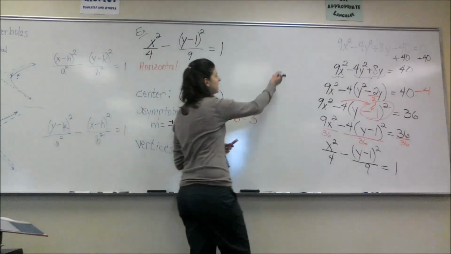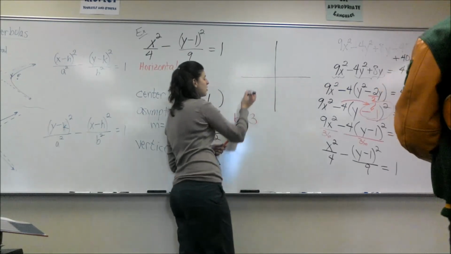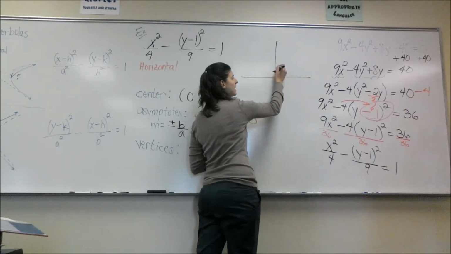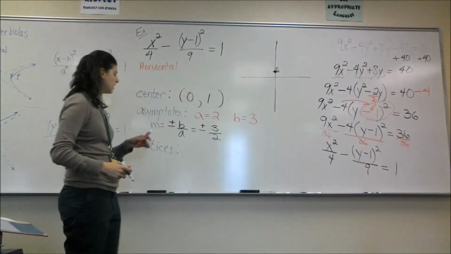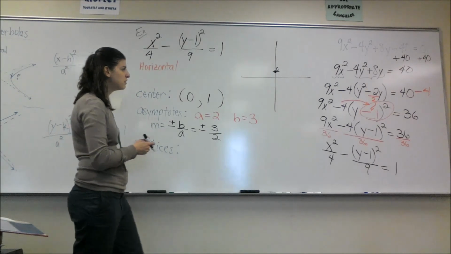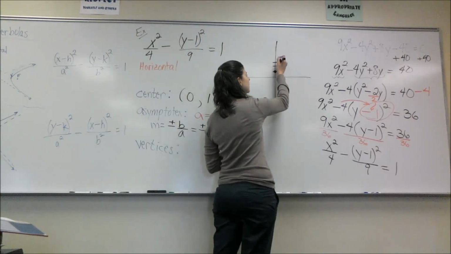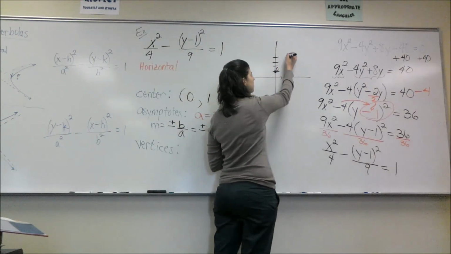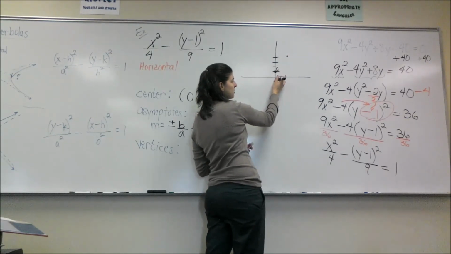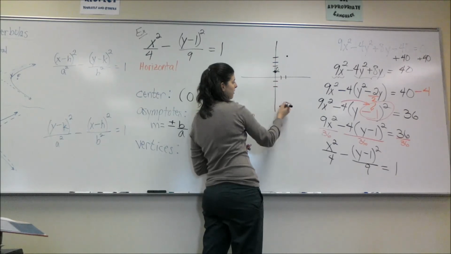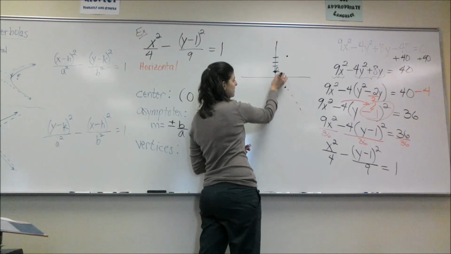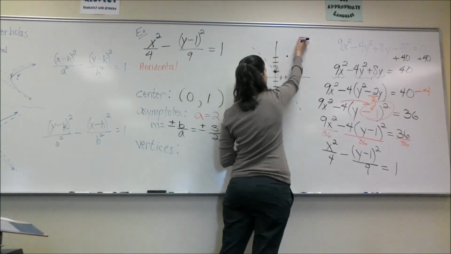Let's draw the graph a little bit. So my center is 0, 1. That's right there. My asymptotes have a slope of plus and minus 3 over 2. So I'm going to rise 3 and run 2, and go down 3 from my center. So 1, 2, 3, and run 2. So here's my asymptotes.